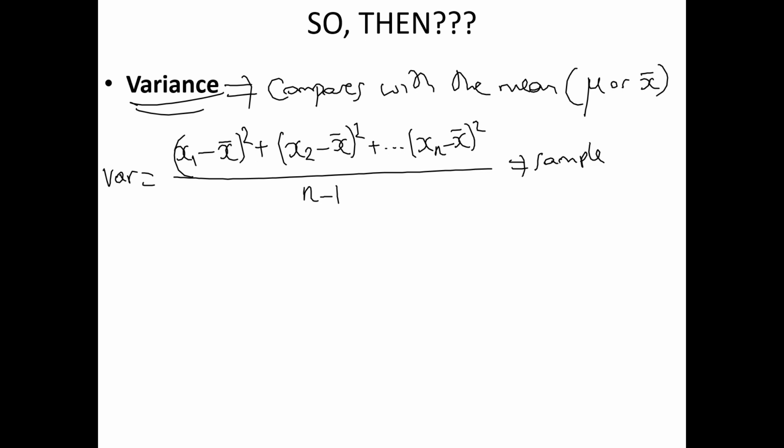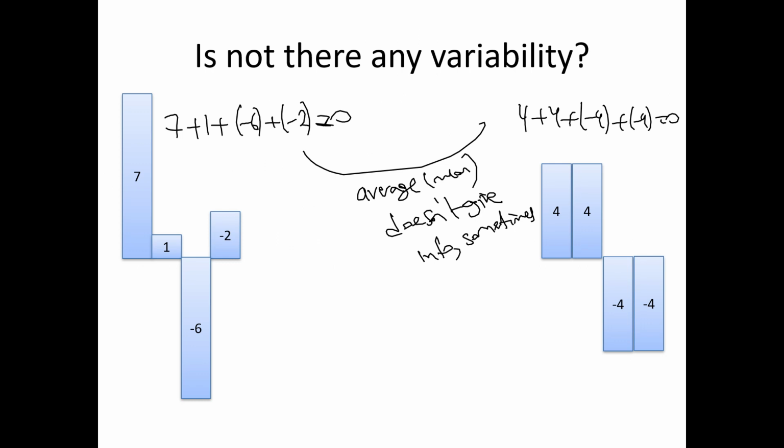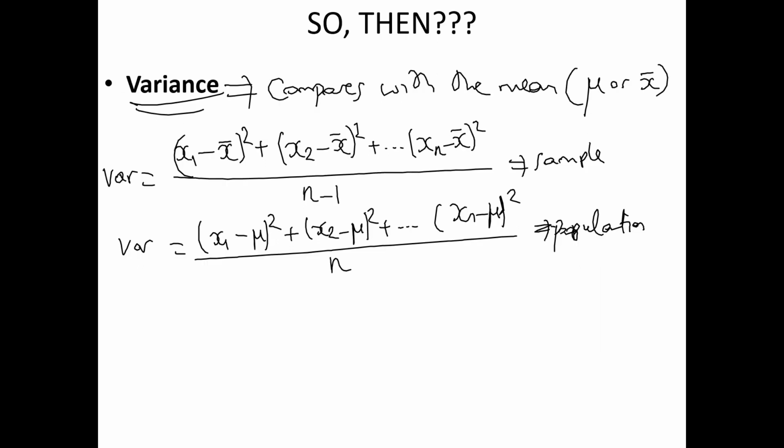If you look for the variance for a population, it will be x1 minus mu squared plus x2 minus mu squared plus up to xn minus mu squared, divided by n. So this one is for the population.